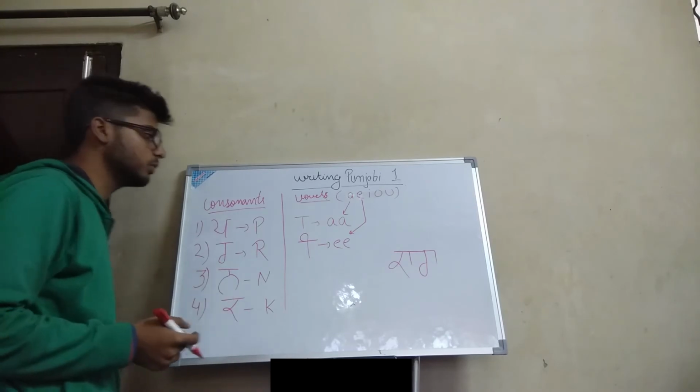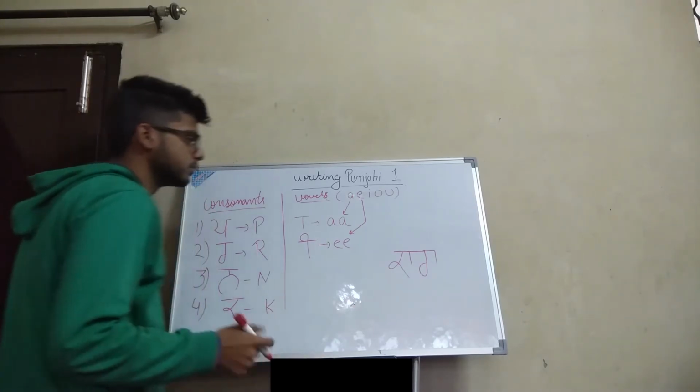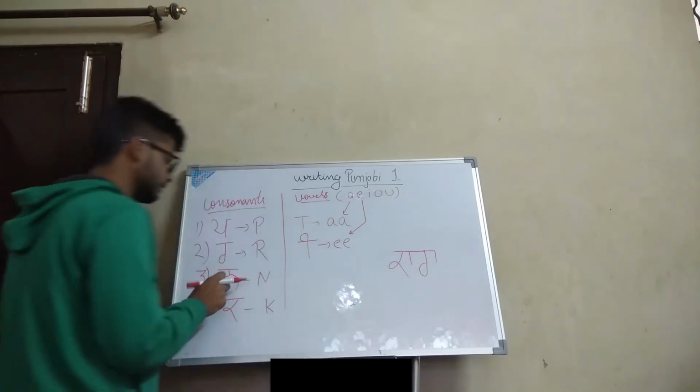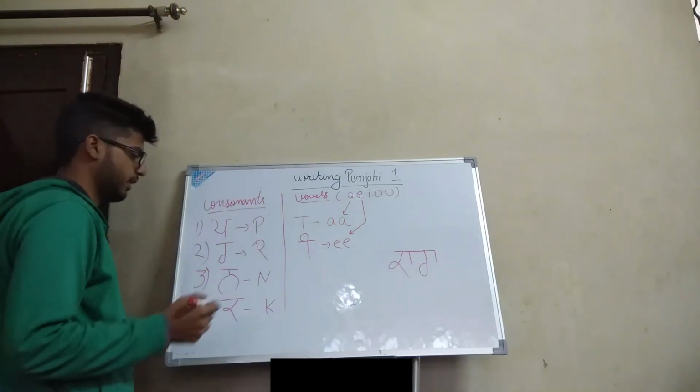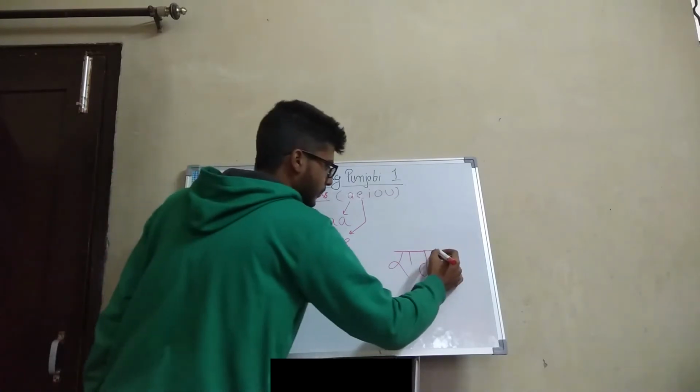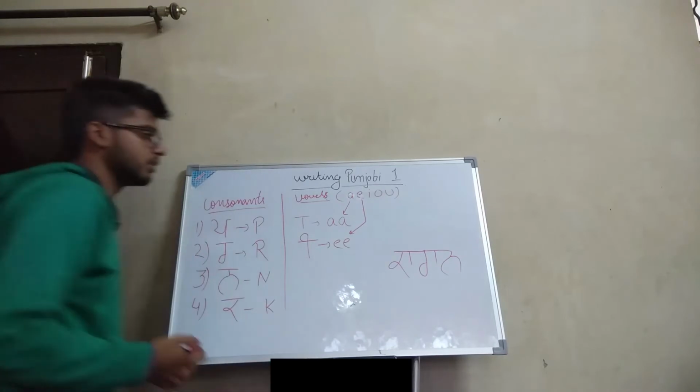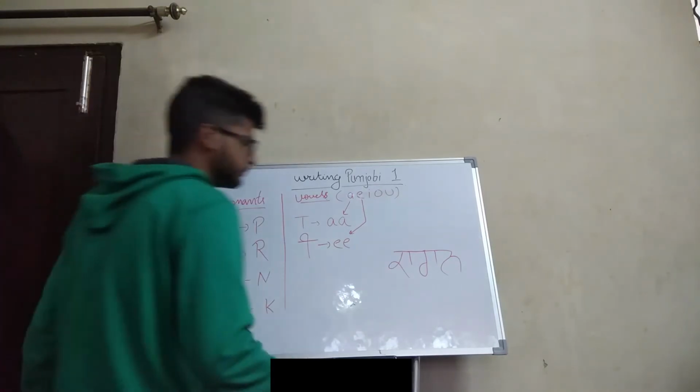What if I want to make it karan? K-A-R-A-N. This is N. We need to add N at the end of this word to make it karan. This is karan. It's also a random word.